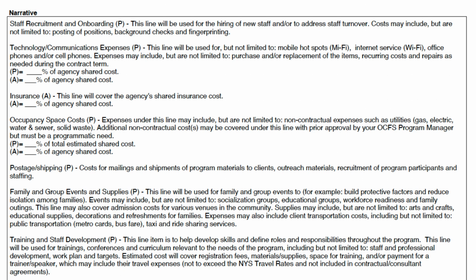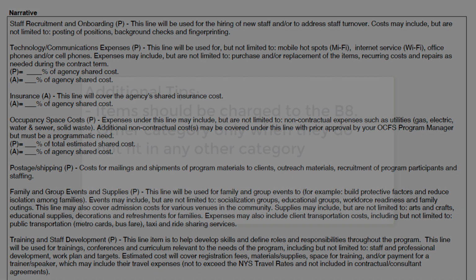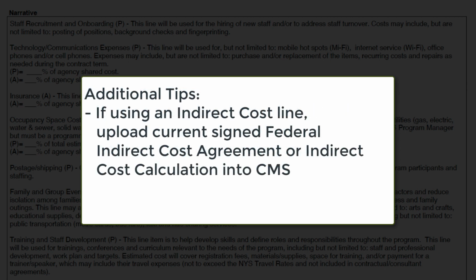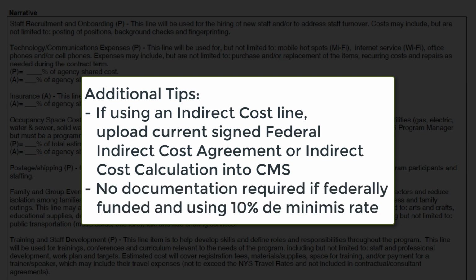Here are some additional tips. Items should be charged to the B8 Other category only when they do not fit in any other budget category. If you are using an indirect cost line, be sure to upload your current signed Federal Indirect Cost Agreement or your agency's indirect cost calculation into the Contract Management System, or CMS, during contract development. If you are federally funded and using the 10% de minimis rate, no supporting documentation is needed.